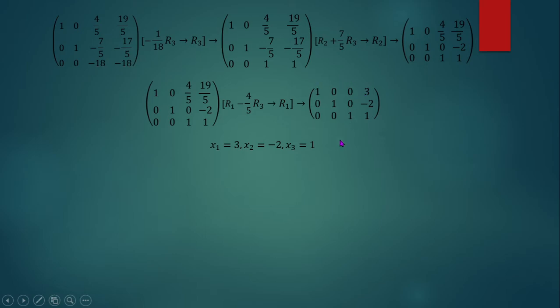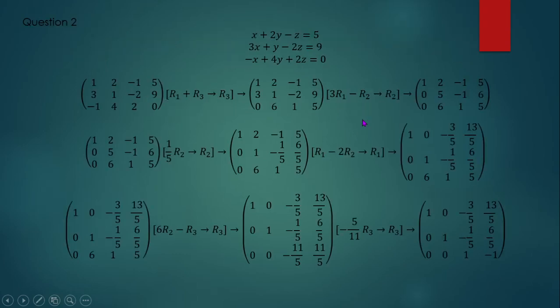This is the Gauss-Jordan elimination method. We reduce it into reduced row echelon form. So here are the solutions: x1 is 3, x2 is -2, x3 is 1.